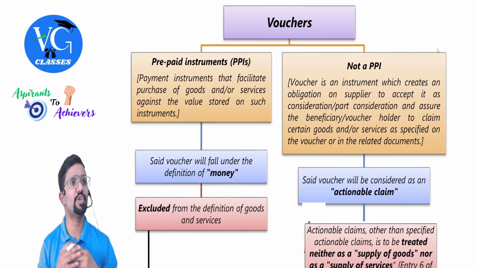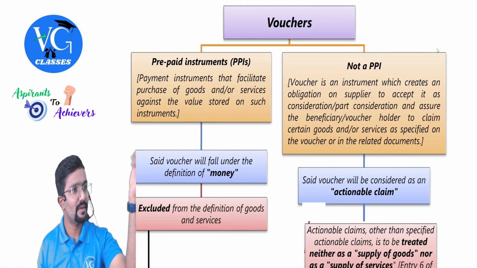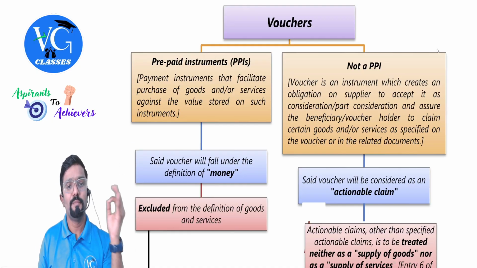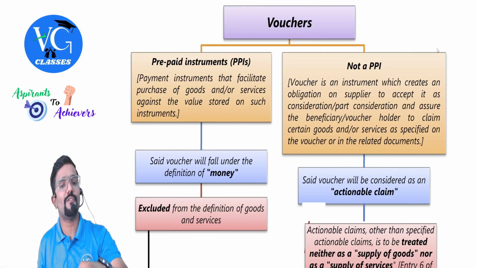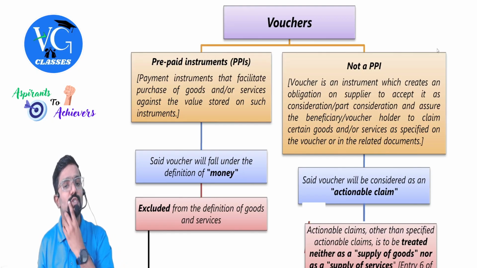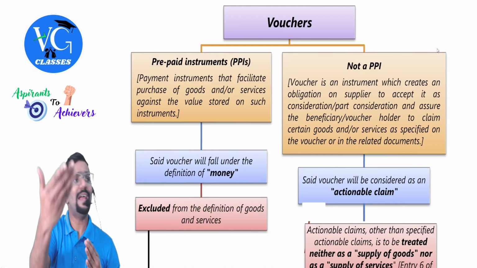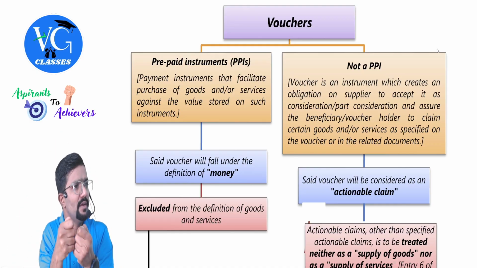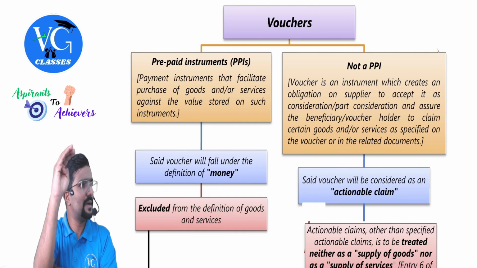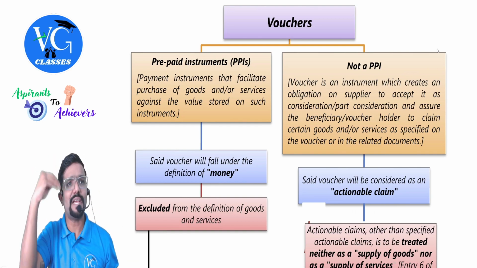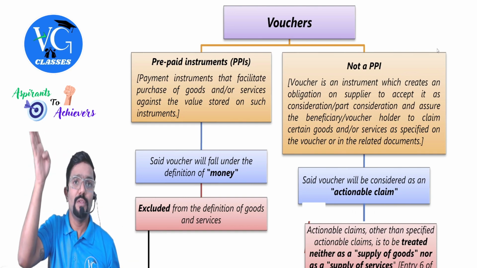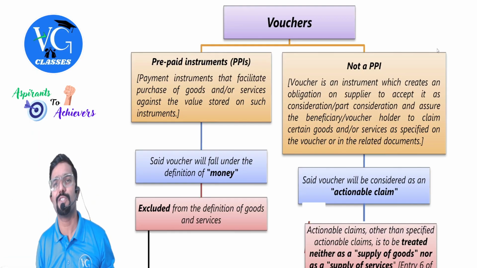First, prepaid instruments. We call it PPI. Prepaid instruments are payment instruments that facilitate purchase of goods or services against the value stored on such instruments. Guys, you know wallets and all? I will store the balance first, means I will add a balance there. From there, I can use it. For example, sir, I have a card for which I need to add a balance. From that card, I can use it to buy goods or services.